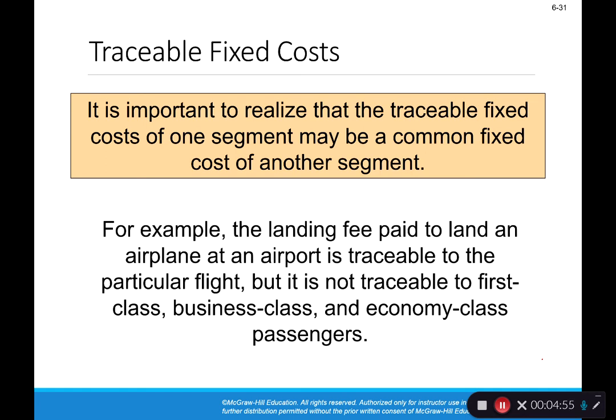So you really have to ask yourself the fundamental question that I went over a little bit ago, which is, could I eliminate this cost if I eliminate the segment? If yes, it's traceable. If no, it's a common cost with respect to that segment.